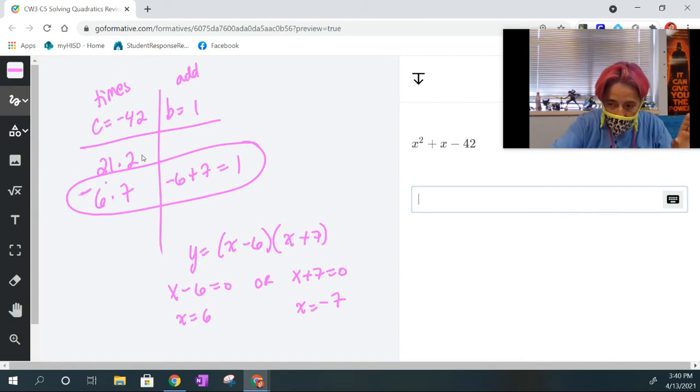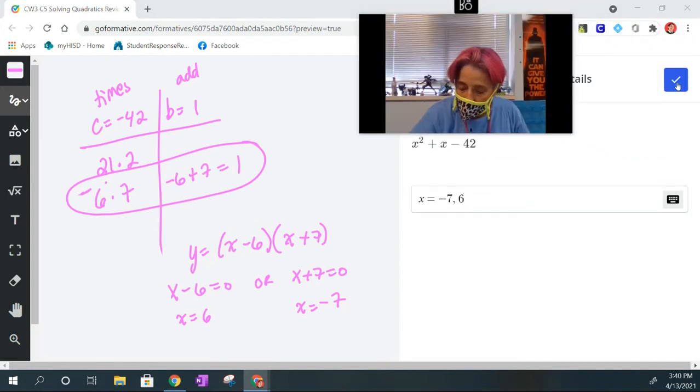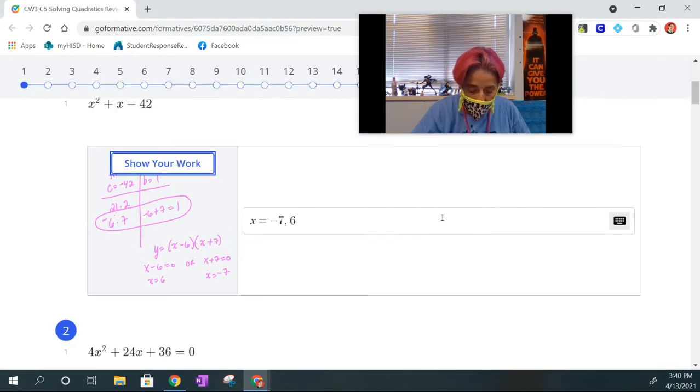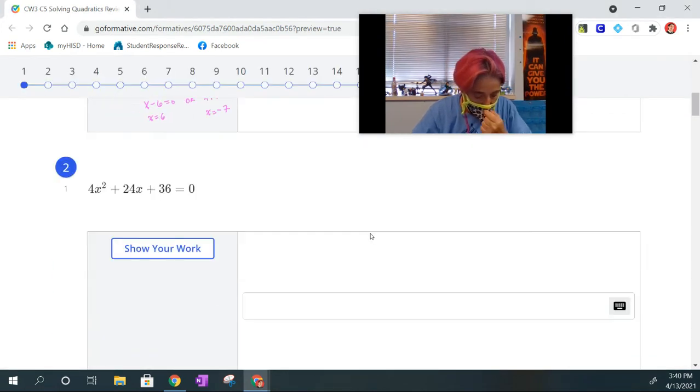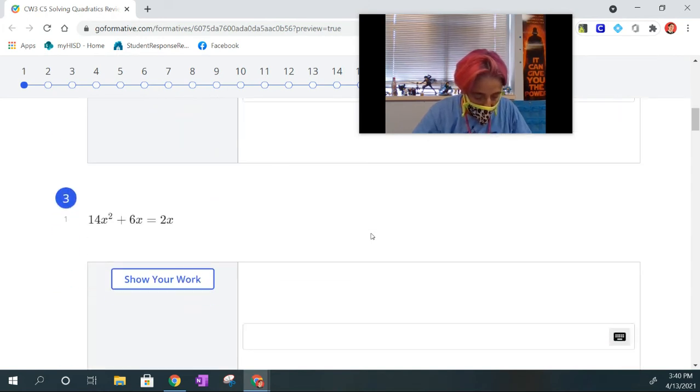Now, when I write this in my answer, that's going to be x is equal to negative 7, comma, 6. Done. That's it. Easy peasy. That is my answer. I'm going to skip number 2.